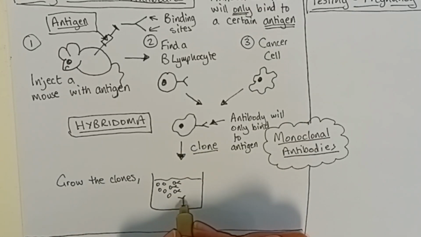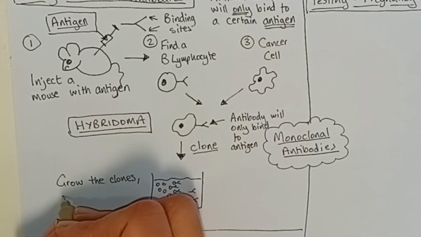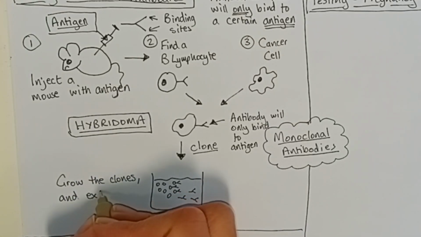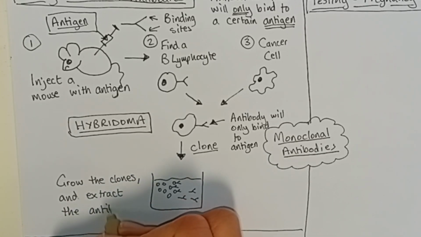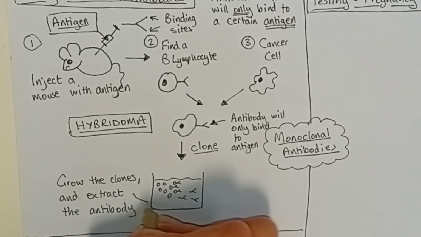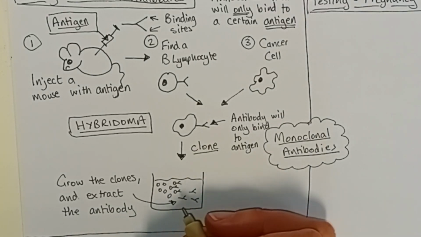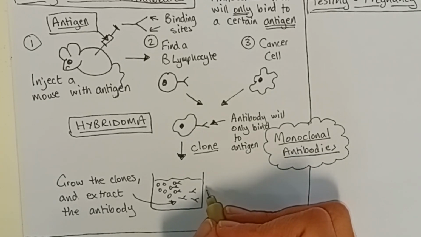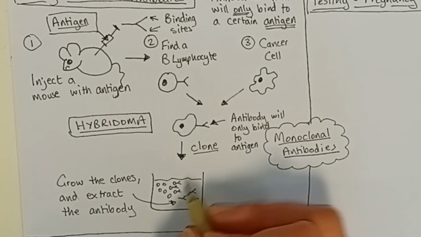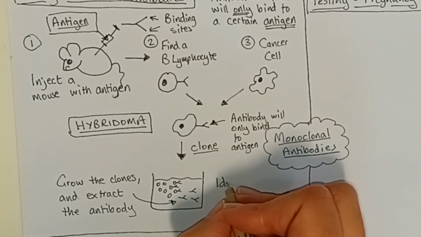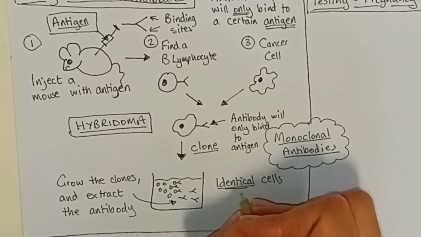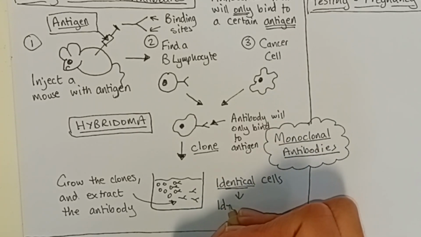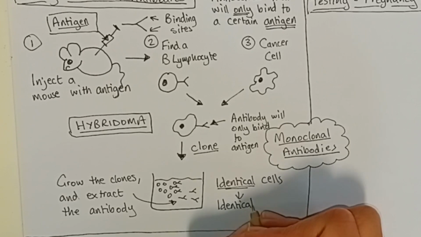And then we can just extract the antibody from the liquid, because it will be floating around in the liquid. I need to point out that it's really important that you know that all these cells are clones, which means they are all identical cells, which means they will make identical monoclonal antibodies.